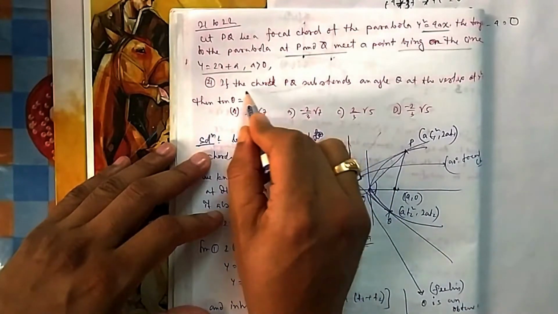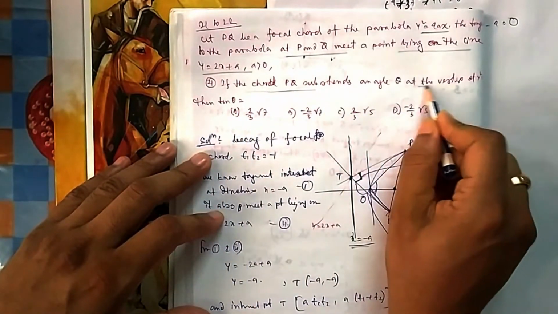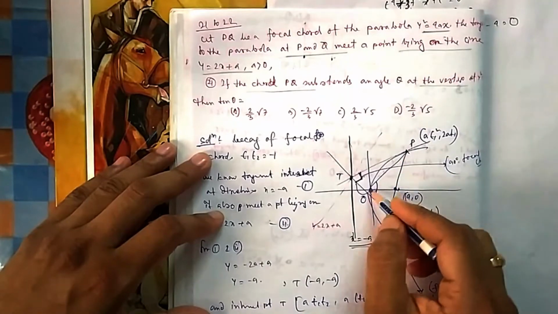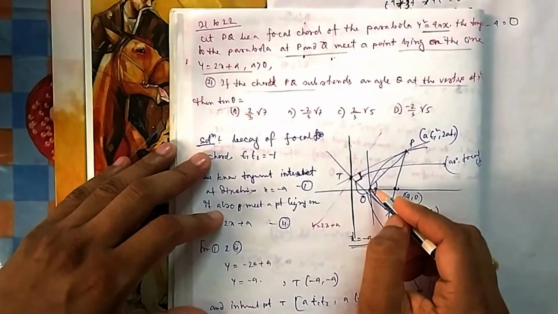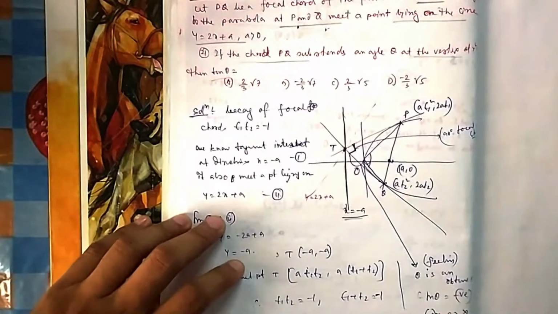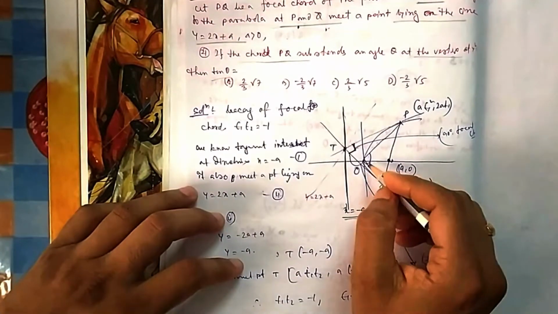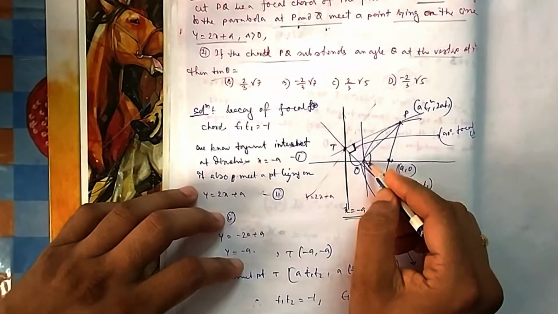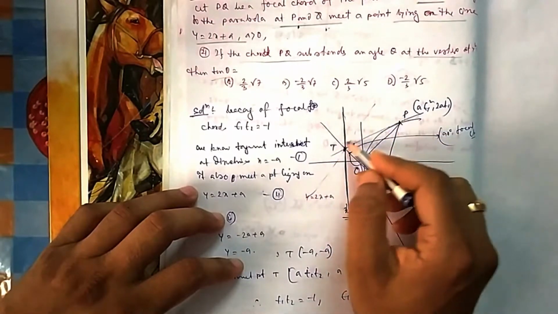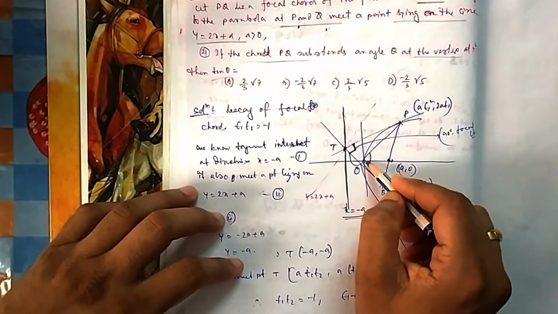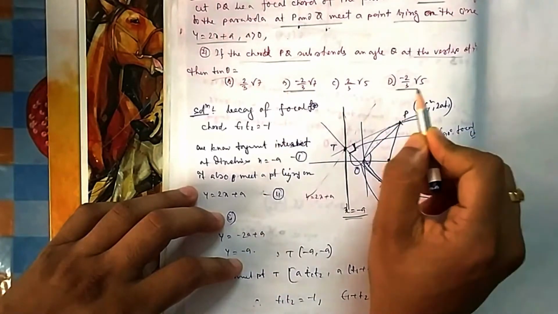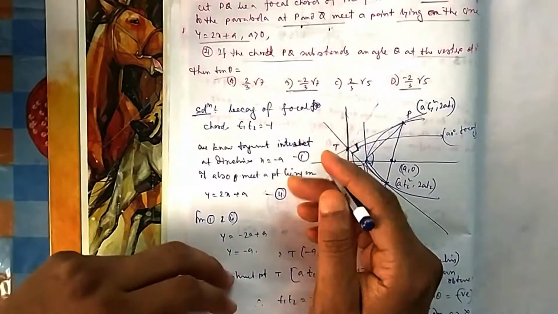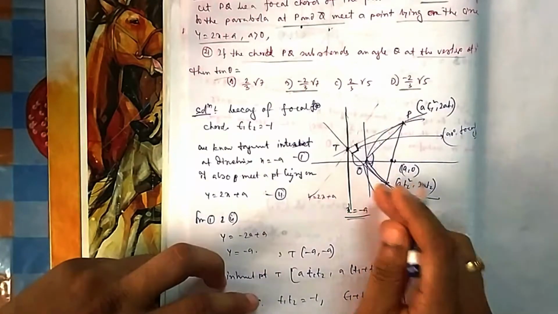Now the first question is, if the chord PQ subtends the angle theta at the vertex. So PQ is measuring an angle theta at the vertex, this angle, then tan theta, what are you asked to find? So by seeing this, you can do something. It is 90 degrees, so it will obviously be greater than 90. You can visualize it. If it is greater than 90, that means an obtuse angle, so tan theta should be negative. So your initial intuition by seeing it should be that it will be either option B or D.